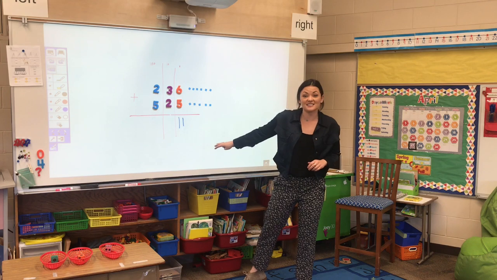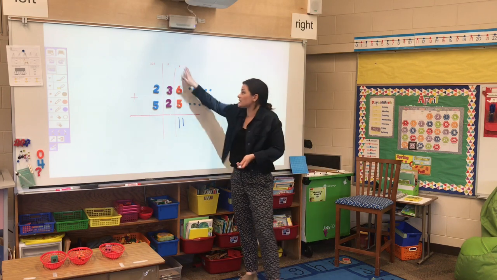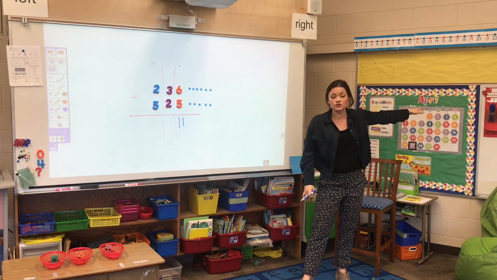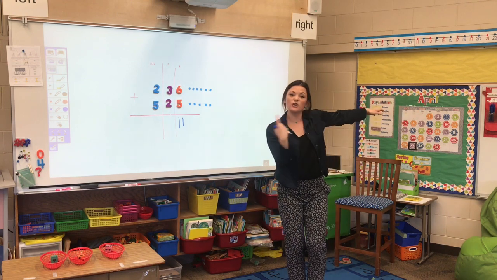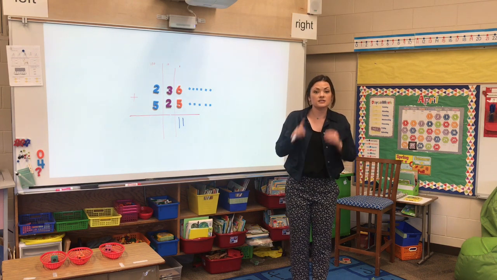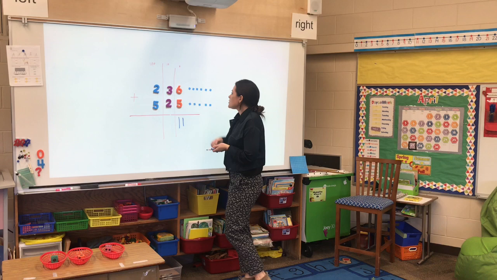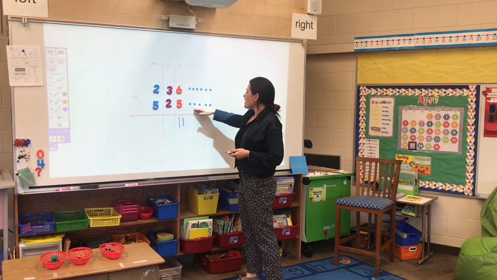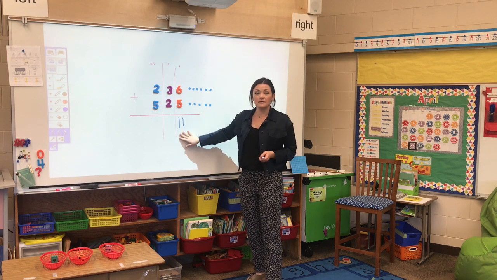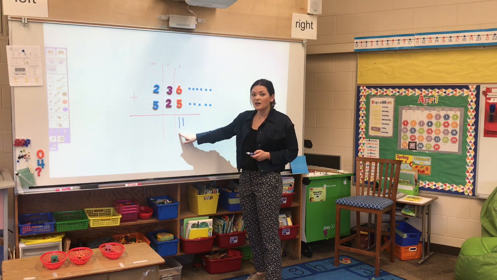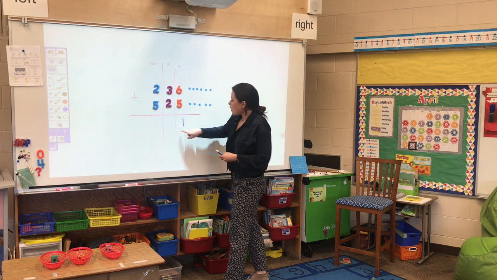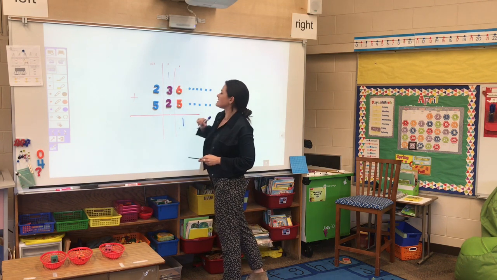That cannot stay. Once we get to a group of 10 in the ones place, just like we do in our calendar each day with our straws, we have to make another group of 10 and move it over to the tens place. So that's what we're going to do here. So we have our 6 ones and our 5 ones here, which made the number 11. So we know this 1 is going to move over on top of our tens place.